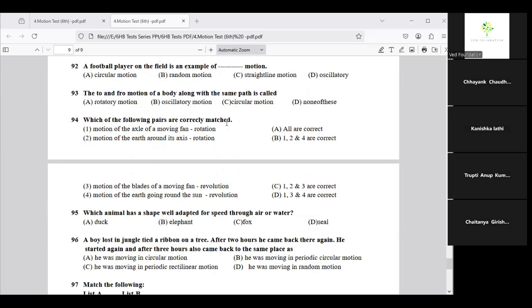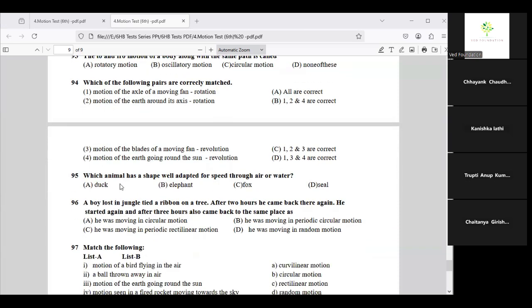94. Which of the following pairs are correctly matched? Motion of the axle of moving fan, rotation, correct. Motion of earth around its axis, rotation, that is also correct. Motion of the blades of moving fan, revolution, no, that is a rotatory motion, not revolution. Motion of earth going round the sun, revolution. 1, 2 and 4 are correct.